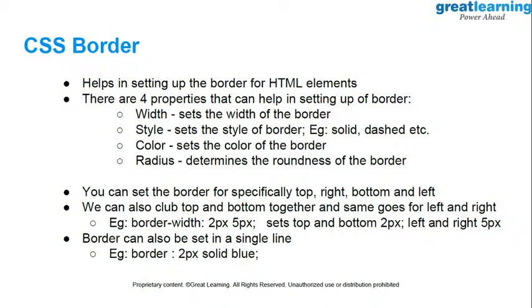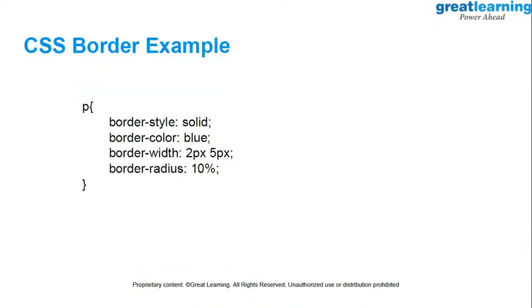You can club top and bottom together, and the same goes for left and right. Now, if you see the border property that I have applied here, this is the border style, where you want a solid border, and then the border color is the color of that border.